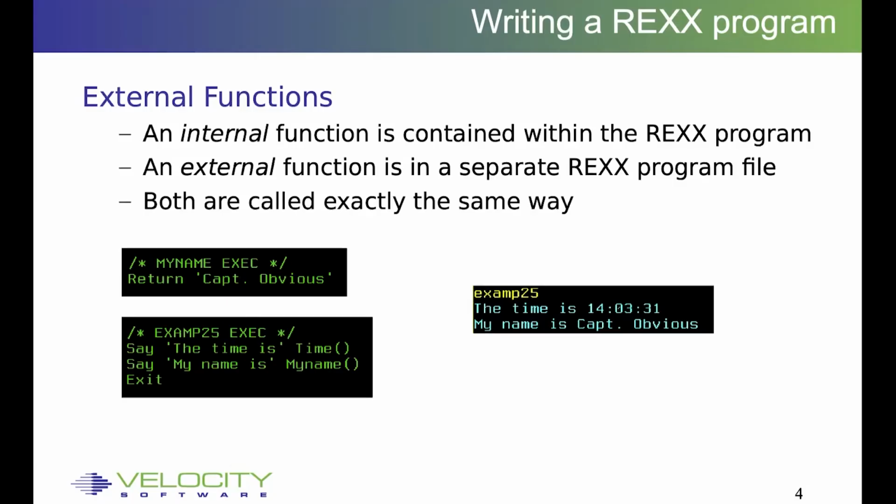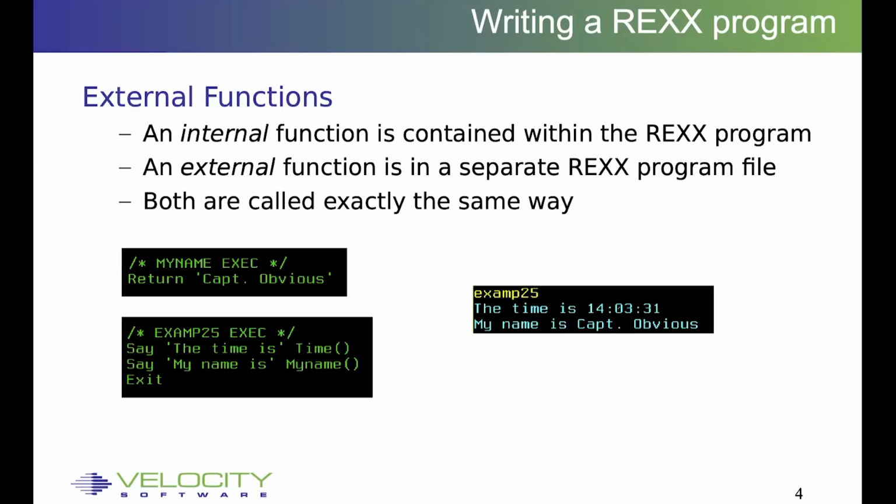First thing we're going to talk about is external functions. Now, an internal function is something that is contained within the REXX program that you're running. There's also built-in functions which are delivered as part of REXX. An external function is in a separate REXX program file that's in your access purview, either on the same disk or on another disk, and they're both called exactly the same way.